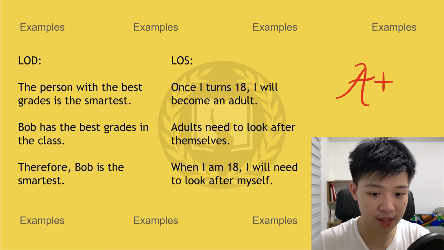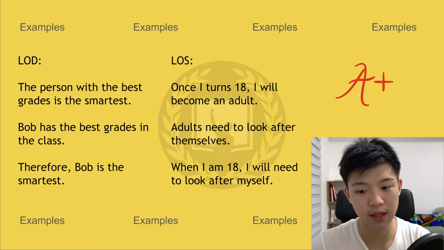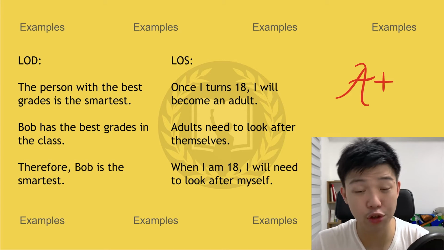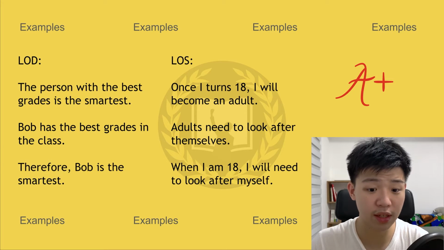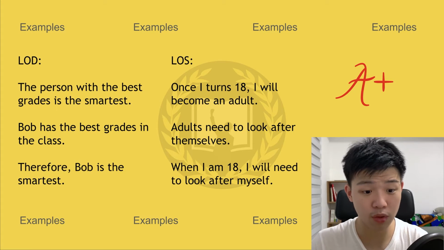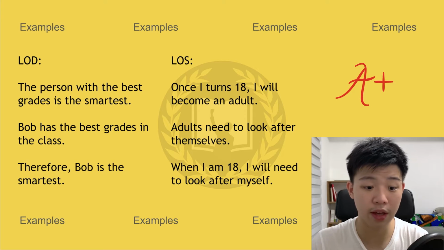So the first statement is that the person with the best grades is the smartest. Now, I know that this may not be true because usually it's the one who works the hardest. But let's assume that this is true. Bob has the best grades in the class. What can we conclude from this? This is the law of detachment because there are only 2 statements. So since the person with the best grades is the smartest and Bob has the best grades, then it must mean that Bob is the smartest.